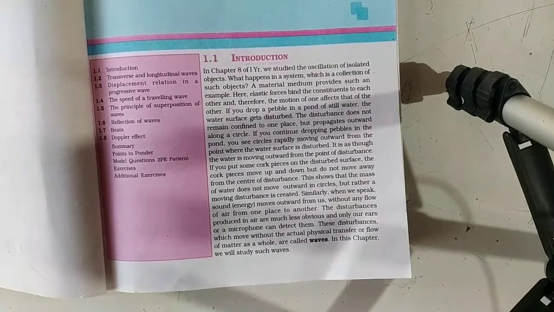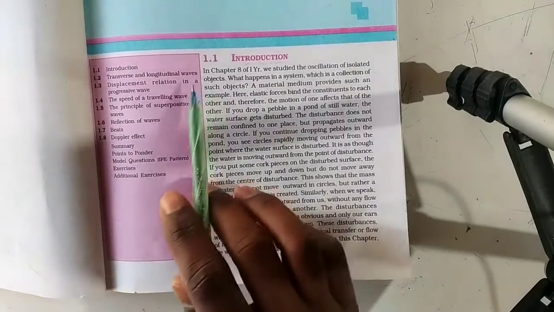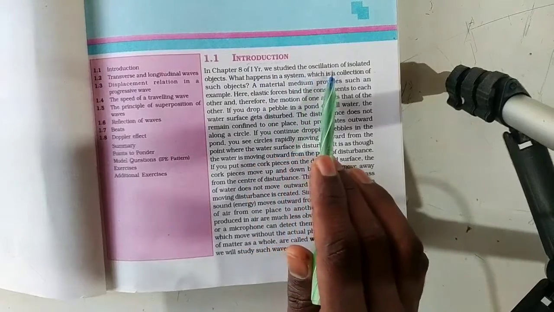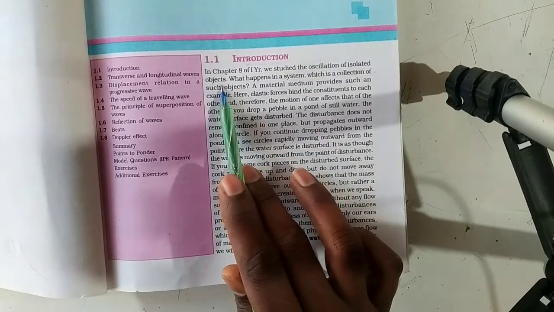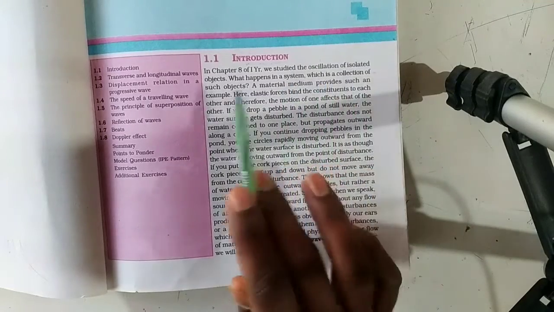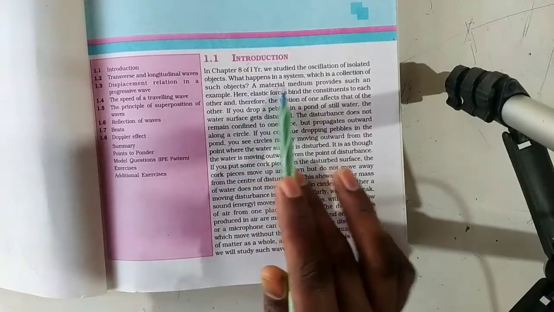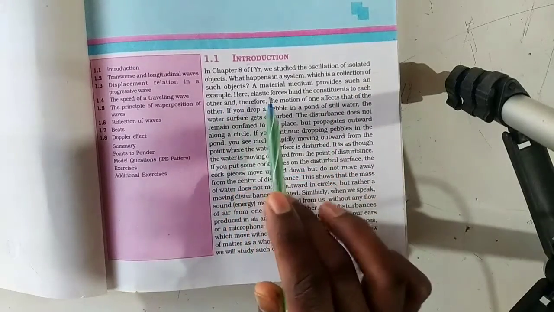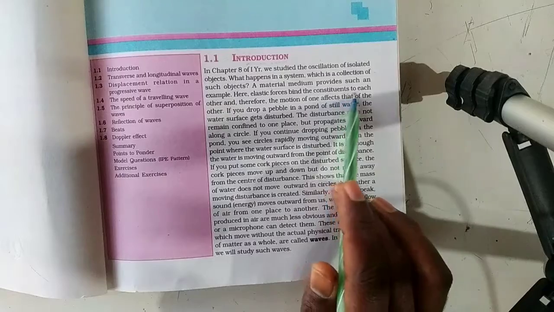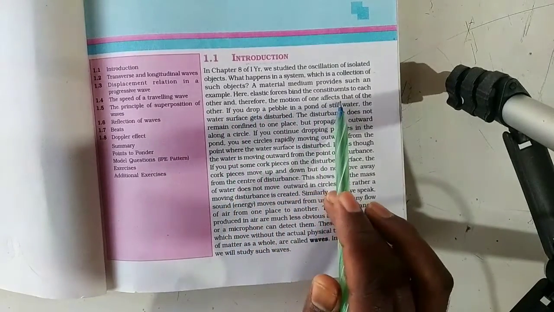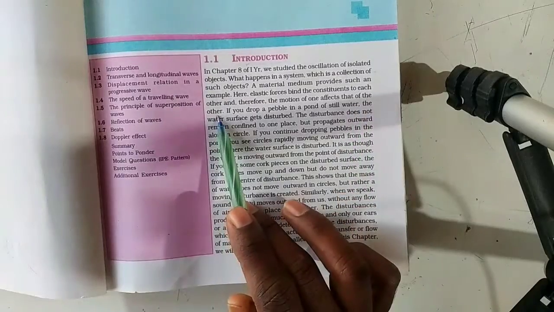Let us see the introduction of waves, chapter 1, class 12. In the chapter of the first year, we studied the oscillation of an isolated object. What happens in a system which is a collection of such objects? A material medium provides such an example. Here, elastic force binds the constituents to each other, and therefore the motion of one affects that of others.